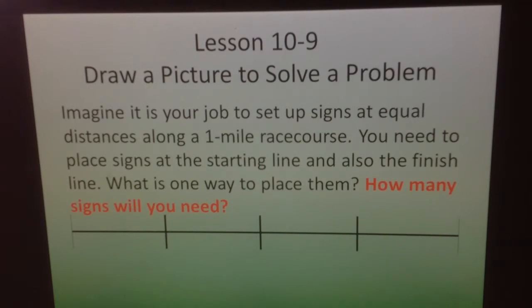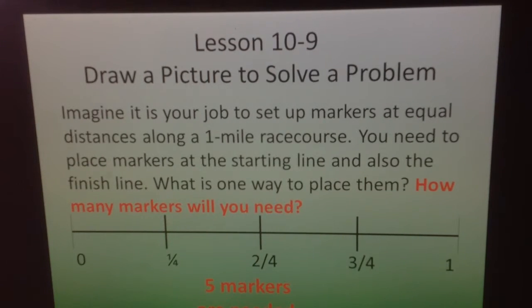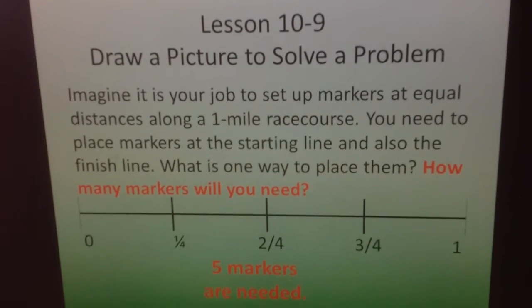So how many signs will we need? At this point, we only need to count the vertical lines to answer the question. I see 1, 2, 3, 4, 5 vertical lines, the lines that go up and down, and I can mark them with 1/4, and I know that 5 markers are needed.